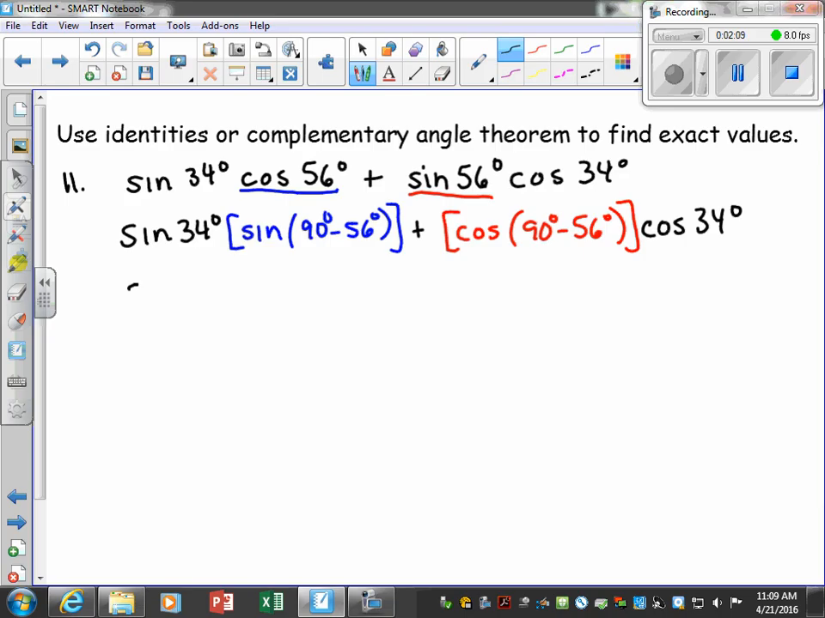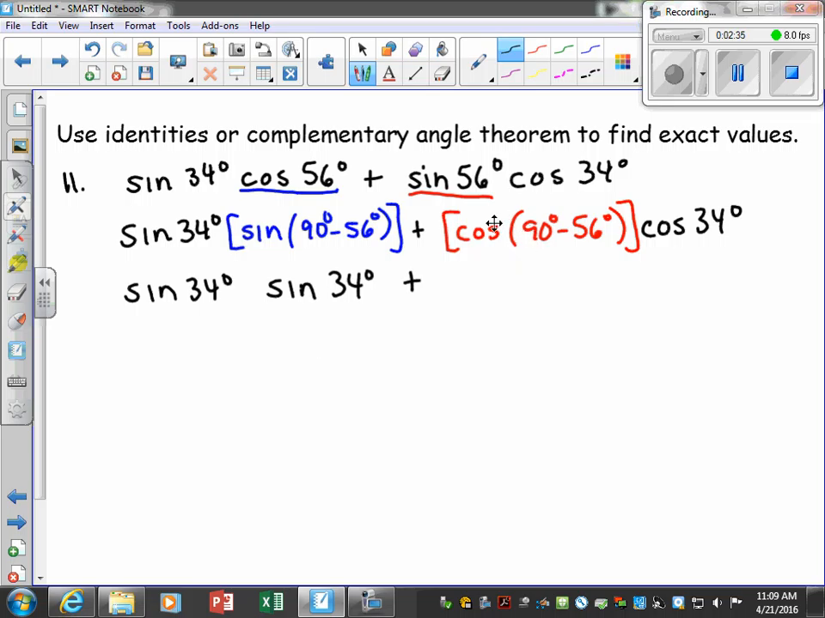Sine of 34, I'm just going to bring down. But what happens here? What's 90 minus 56? 34. So I am liking that these match up. Now, if I worked it another way and something wasn't matching up or looking like it was going to simplify or reduce, I'd start over and try something else. But here, that's nice.